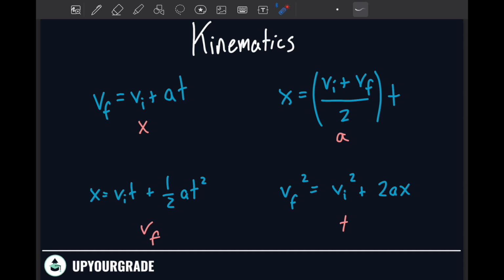The next video is going to talk more about forces and free body diagrams, as well as some applications of all of this. So things like inclined planes and projectile motion.